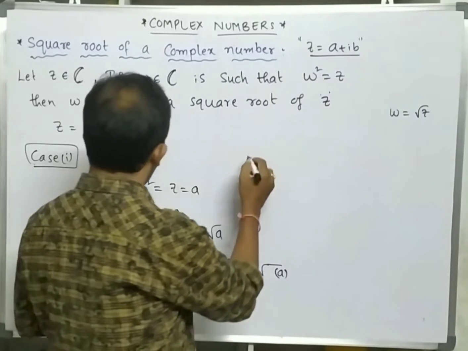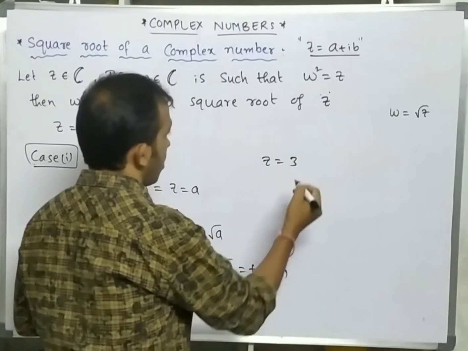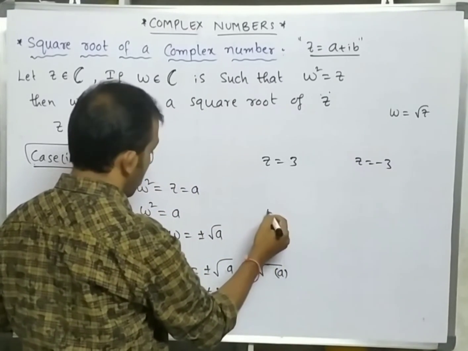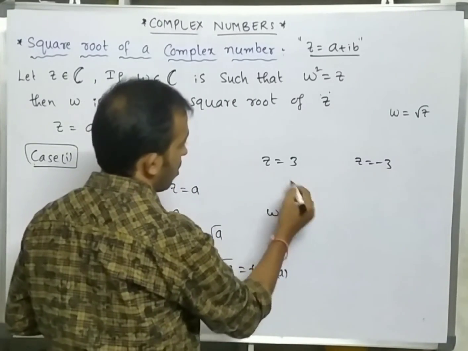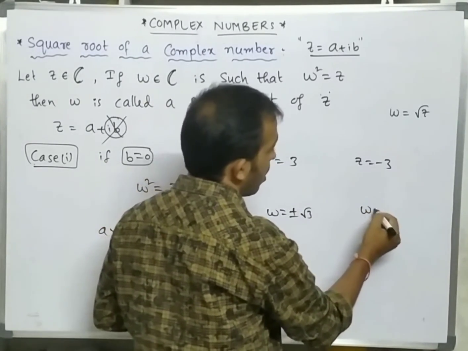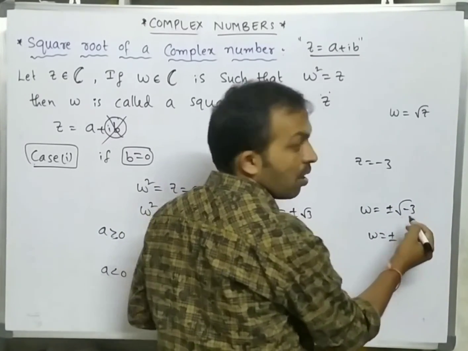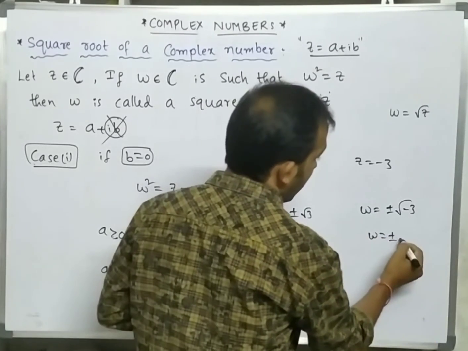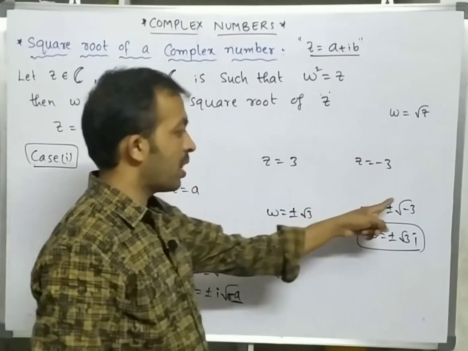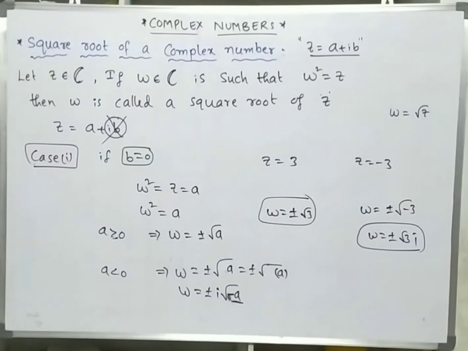For example, z is equal to 3, or z is equal to minus 3. If 3 is positive, then w square is equal to 3, w is equal to plus or minus root 3. Here we have a negative, right? So w is equal to plus or minus root of minus 3. In this case, the square root of minus 1 is i, so we will get root 3 into i. The square root of minus 1 is i, right? So like that we will get. These are the two examples for this case.